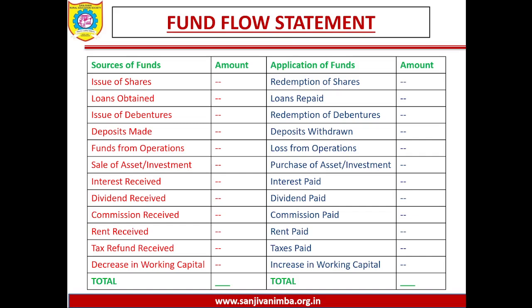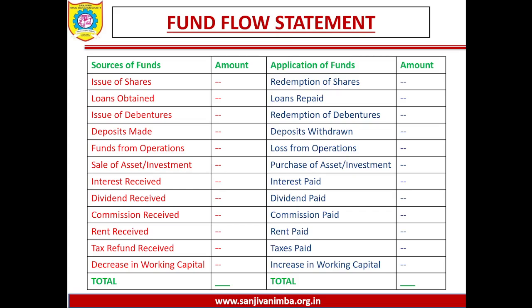Now, if we find the left hand side, that is sources of funds, then it's very easy to remember the application of funds. For example, take source number 1, issue of shares. Opposite of that is redemption of shares, so on the application side it is redemption of shares. Similarly, loans obtained, there loans repaid. Here issue of debentures, there redemption of debentures. Deposits made, deposits withdrawn. Funds from operation, loss from operation.